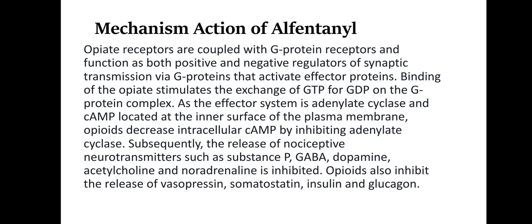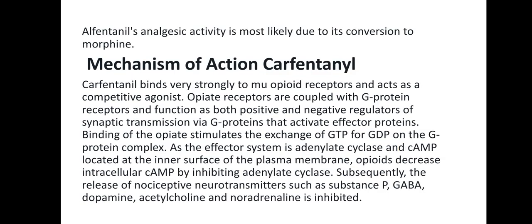Subsequently, the release of nociceptive neurotransmitters such as substance P, GABA, dopamine, acetylcholine, and noradrenaline is inhibited. Opioids also inhibit the release of vasopressin, somatostatin, insulin, and glucagon. Alfentanil's analgesic activity is most likely due to its conversion to morphine. Mechanism of action of sufentanil. Sufentanil binds very strongly to mu opioid receptors and acts as a competitive agonist.